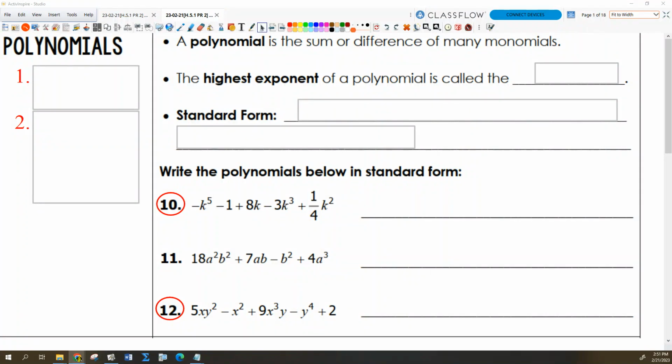So, more polynomial stuff. There are two new assignments today. The first one is really simple. It has to do with classifying polynomials. Piece of cake. There's really no math involved, just vocabulary.